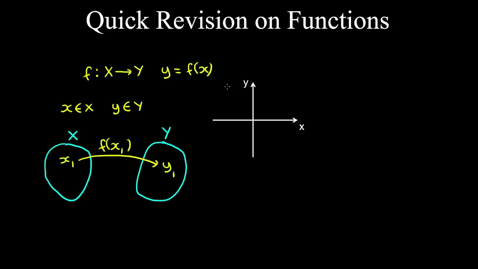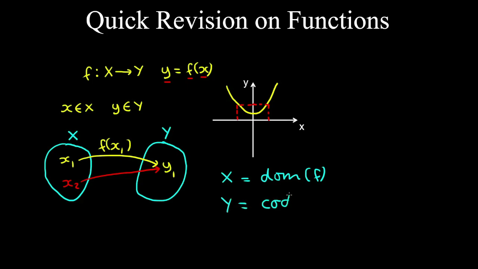So note that, for example, if we had a parabola, two different values of x can map to the same y value. So effectively, it's a many-to-one mapping. So y is the image of x under f, or f of x is the value of f at x. And X is the domain of f, and Y is the codomain of f.